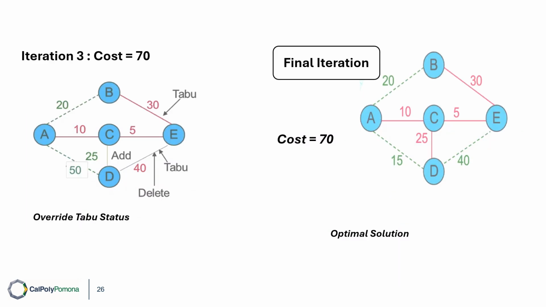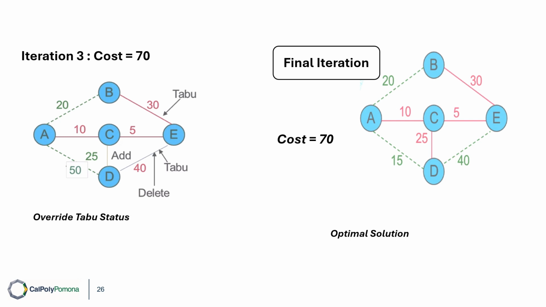And in iteration 3, we find a better solution. The algorithm evaluates another set of neighbors while respecting the tabu list. It overrides the tabu state if the new solution significantly improves the objective. For example, deleting edge CE and adding edge CD, which costs 15 now. So the new cost is reduced to 70, which becomes the global optimum for this problem.